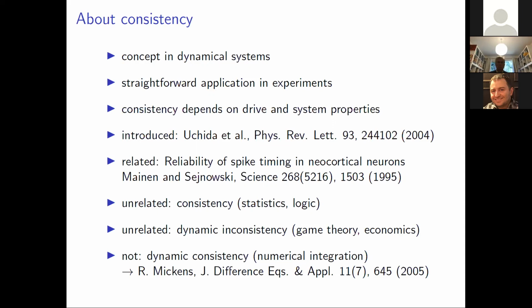As I said, good for experiments and numerics, depends on drive and the system. It has been introduced first in 2004 by Uchida, and Raj Roy, also from Maryland, was involved. One interesting related concept, and that might have also influenced the arrival of consistency, is what neurosciences have been doing.